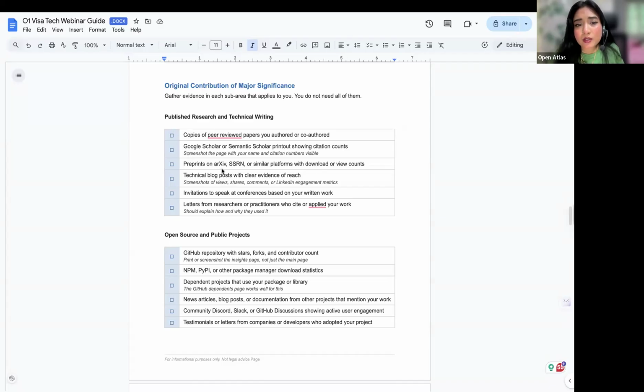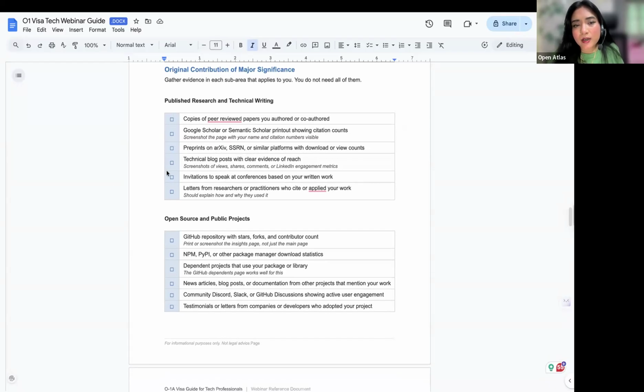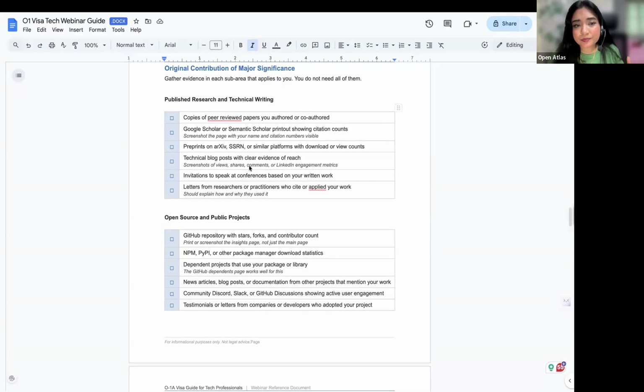Preprints on SSRN or similar platforms with download or view counts. Okay. If you have the SSRN upload, it's one of the websites where authorship articles are there, and people do read for free, or by subscribing to SSRN, and they have very high quality papers uploaded for their own knowledge and educational purpose. If such platforms are using your authorship articles, it's going to be very helpful.